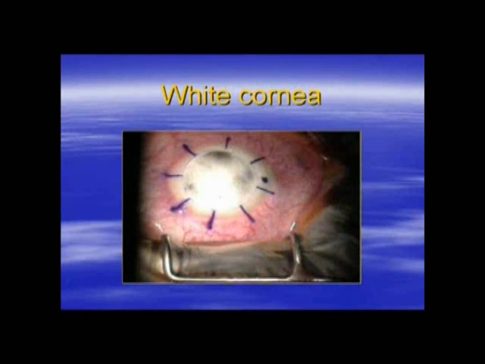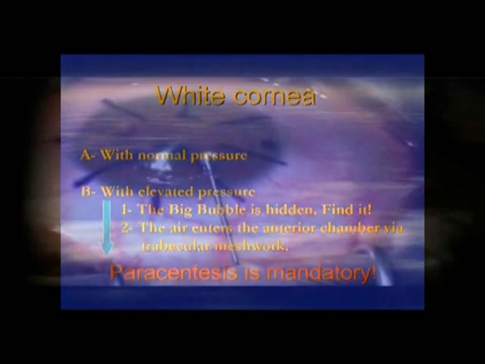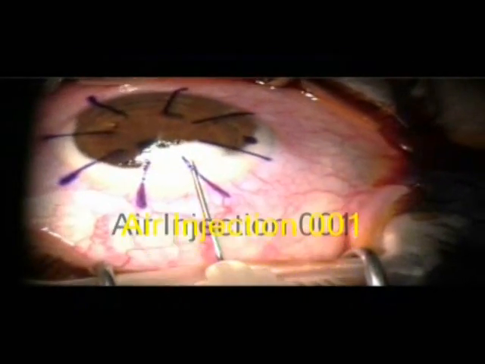But what happens when after a lot of shots the big bubble doesn't appear? Then we have a white cornea with 2 possibilities. A with normal pressure, B with elevated pressure. In this last case, maybe the big bubble is hidden and we must find it. Or the air enters the anterior chamber via the trabecular meshwork. The paracentesis is mandatory. Let's see case A.